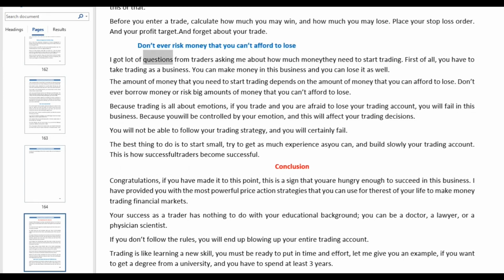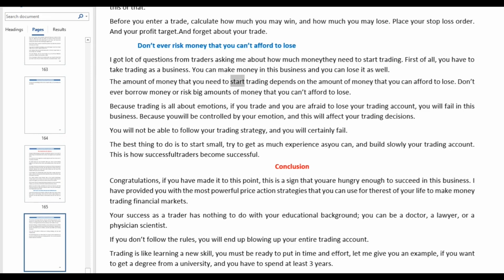I got a lot of questions from traders asking me about how much money they need to start trading. First of all, you have to take trading as a business. You can make money in this business and you can lose it as well. The amount of money that you need to start trading depends on the amount of money that you can afford to lose. Don't ever borrow money or risk big amounts of money that you can't afford to lose.